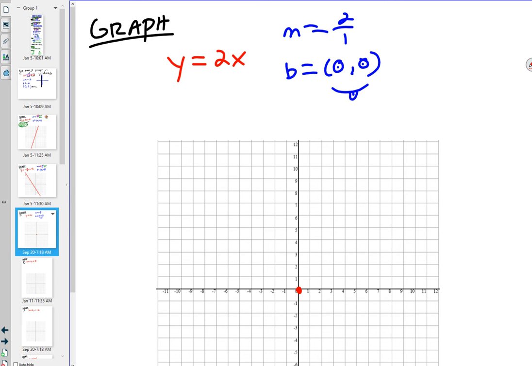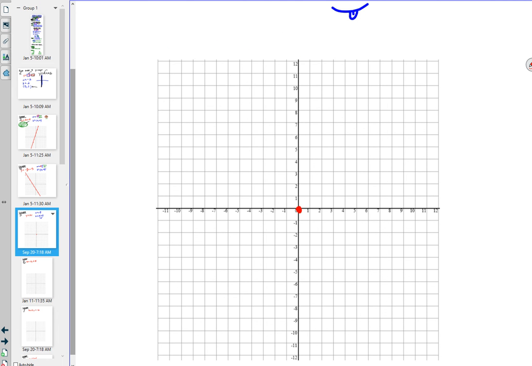But give me distance also. Down how far? Down 2 and left 1. Good. So we can do either way. You can grab as many points as you want.